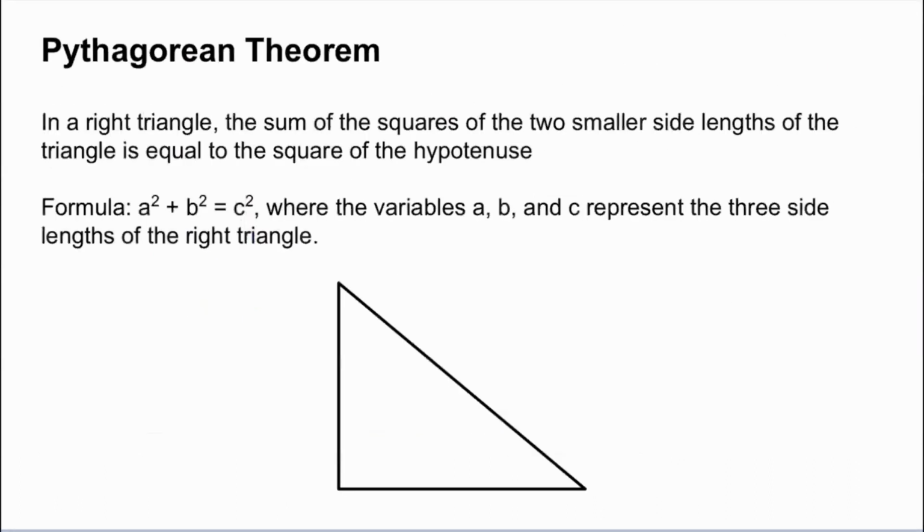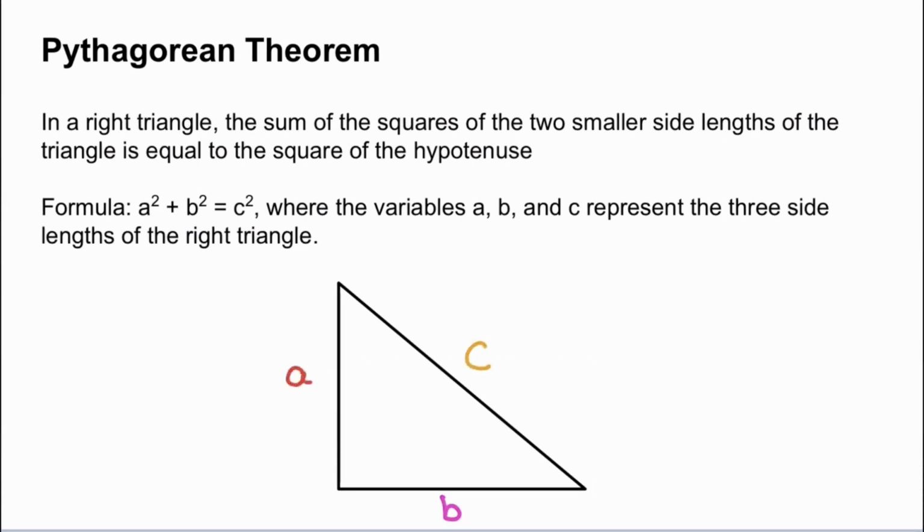Great. So now we have the Pythagorean theorem, probably one of the most famous math formulas ever. I have the definition there, and I want to label this triangle really quickly. Let's label this side A, let's label this side B, and then this largest side C.